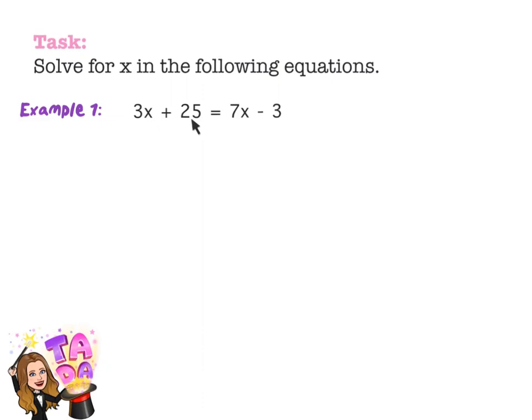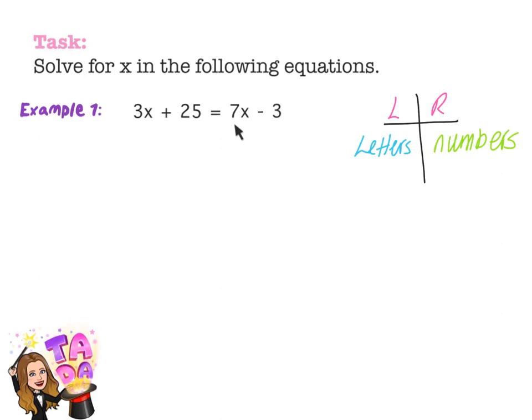We have 3x plus 25 equal to 7x minus 3. Now we need to remember our simple rule of letters on the left and numbers on the right. So our letters go on the left and our numbers go on the right. So we've got letters and numbers. So let's see. Well, this 3x is on the correct side because it's on the left.